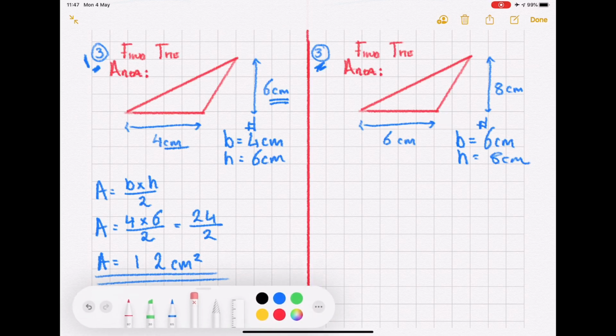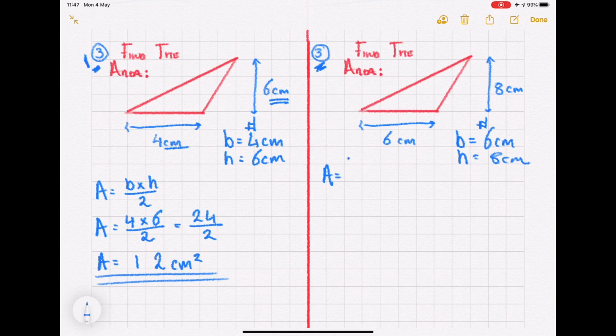So just to clear up this diagram, let's get rid of you. We don't like you. Okay. So we have our base, we have our height. Let's write out our formula. So area equals base times by height divided by 2. Let's substitute in our values. So area equals 6 times by 8 divided by 2. Let's do our top multiplication. So area equals 48 over 2.